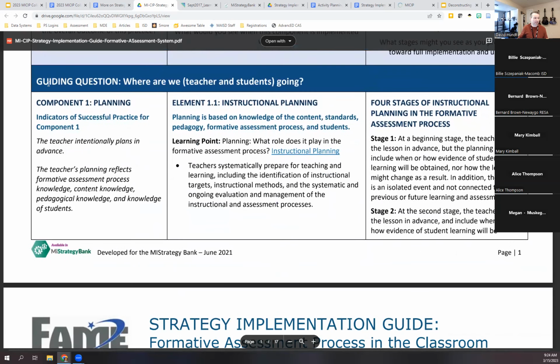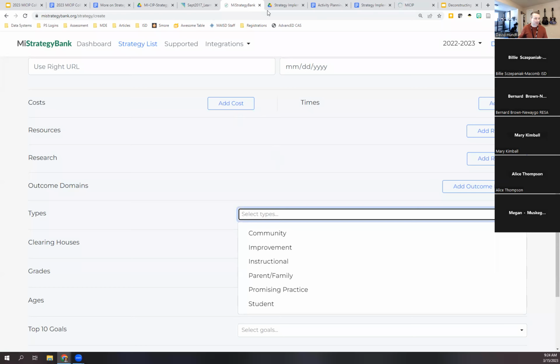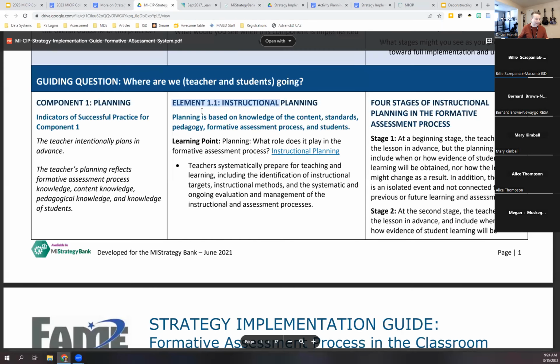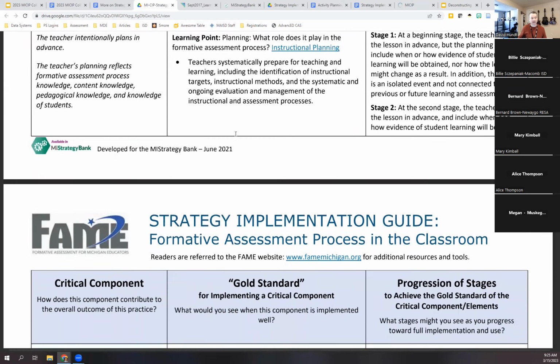You can see here, this whole section is about that guiding question, where are we going? And here's the first component, and here's the first element of that first component. So that ties all back here. The first component was planning, and the first part of planning was instructional planning. If I look at their piece here, that's how it all lays out, and then it goes into really good detail about how to do that.